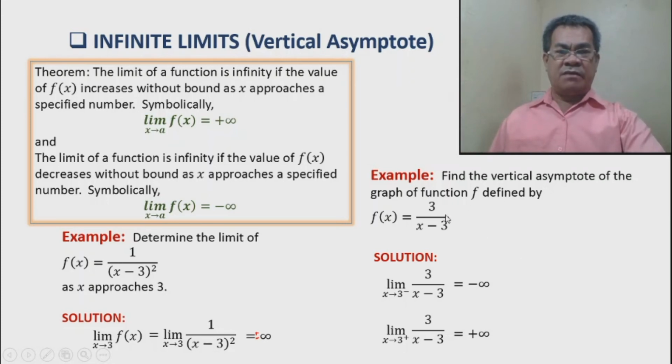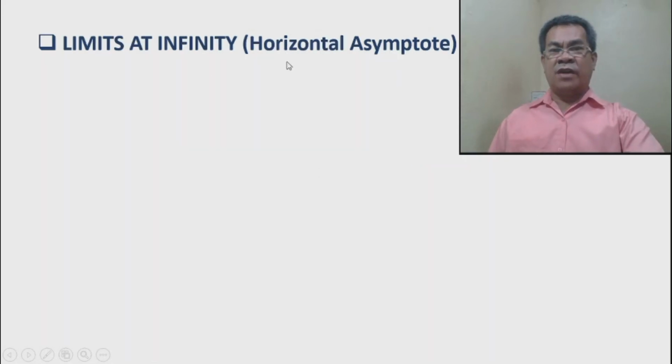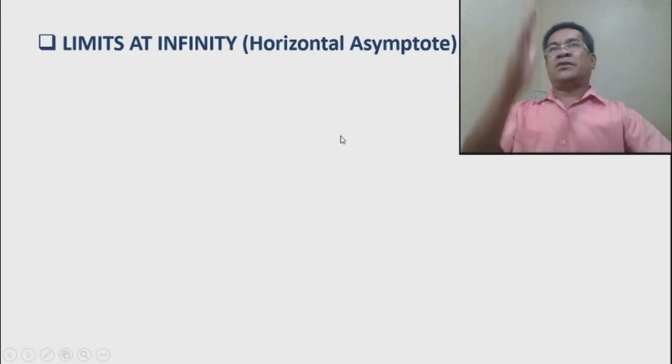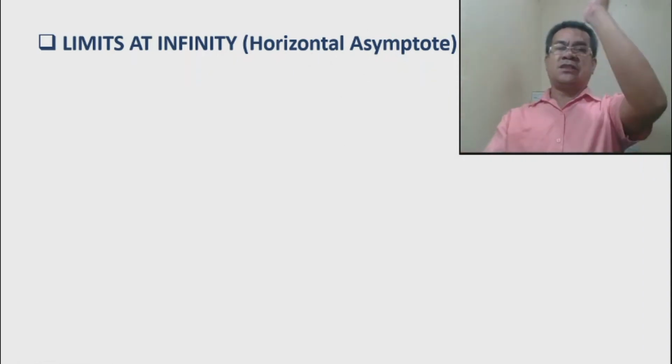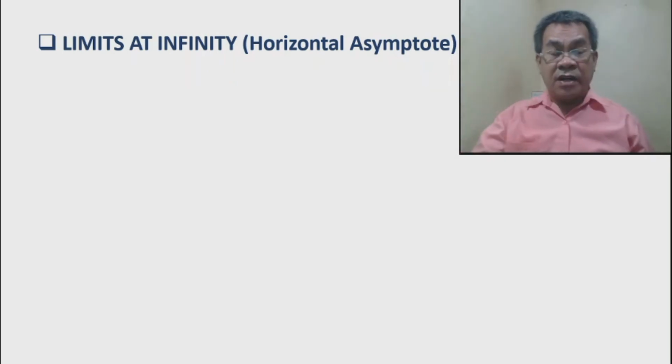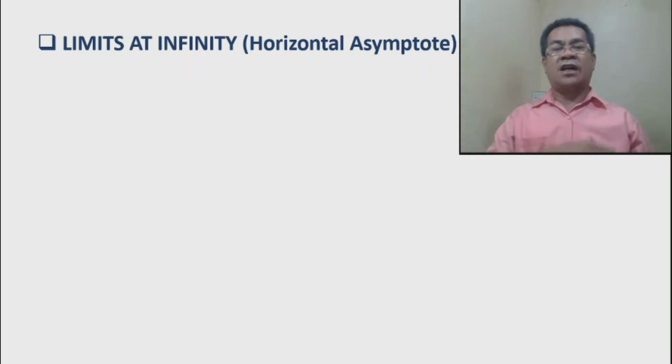You can encounter an infinite problem if you cannot reduce it and cancel something. In this case, this is just like a dead end, so therefore we have the infinite number. If we have the vertical asymptote, we also have the horizontal asymptote. The vertical asymptote is asymptotic to the y-axis, while the horizontal asymptote is along the x-axis.